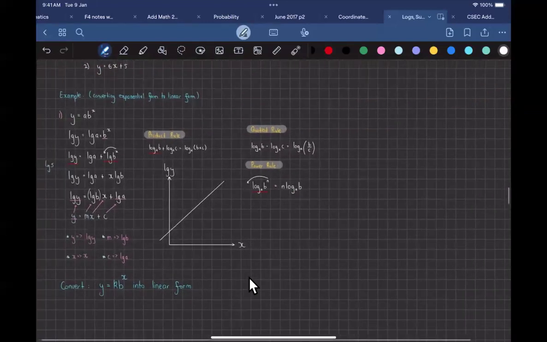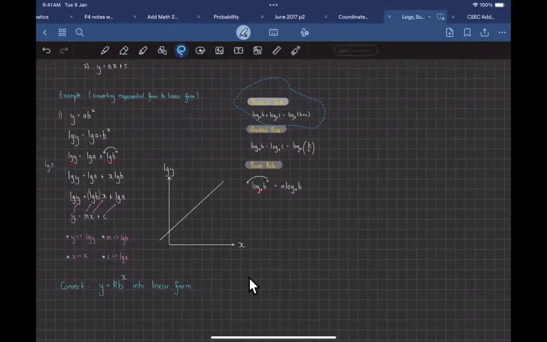Right, so once you all are done copying this down, you can try the other question then. And then we're going to do a CSEC question. And that'll be it for class today.